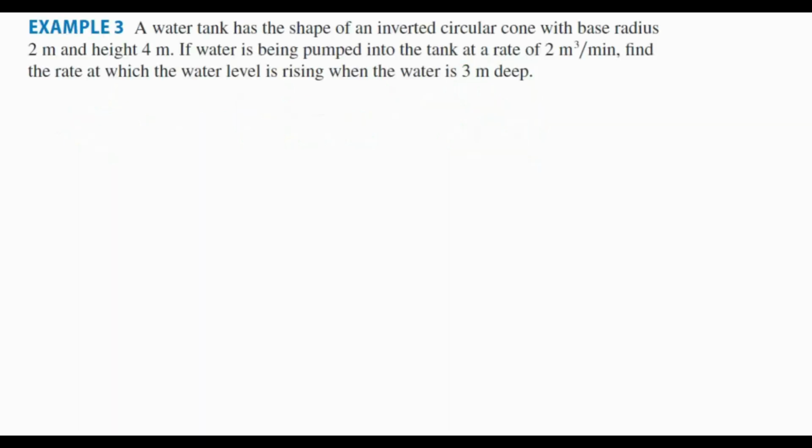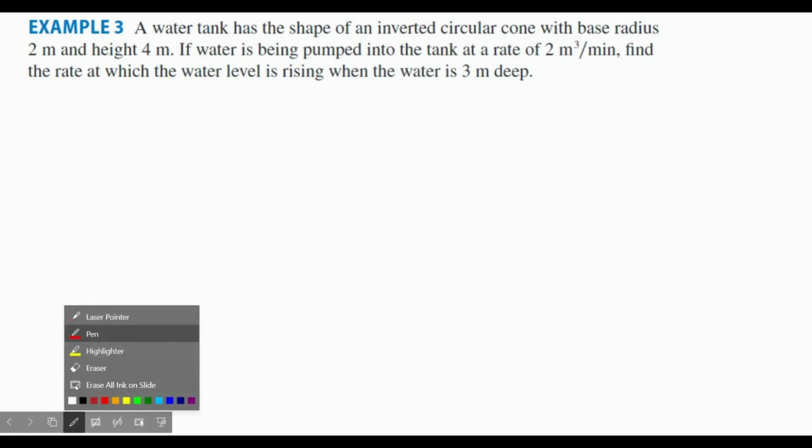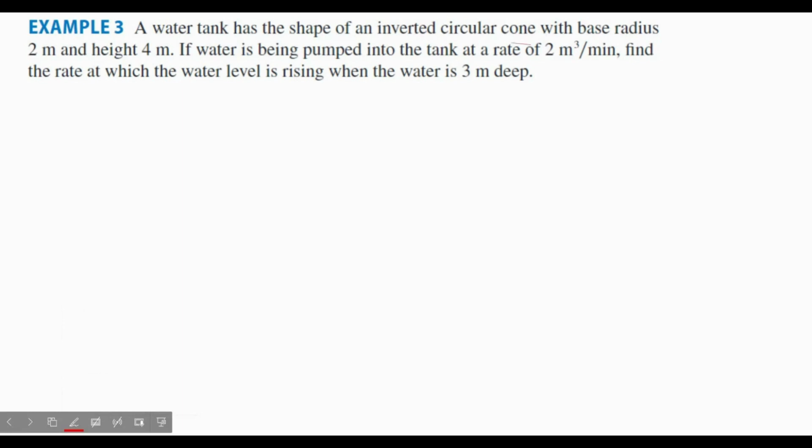Now let's have a look at this example where we have a water tank that has the shape of an inverted circular cone. The shape that we have here is a circular cone with base radius 2 meter and height 4 meter. Okay, so let's just draw the shape that we might have.